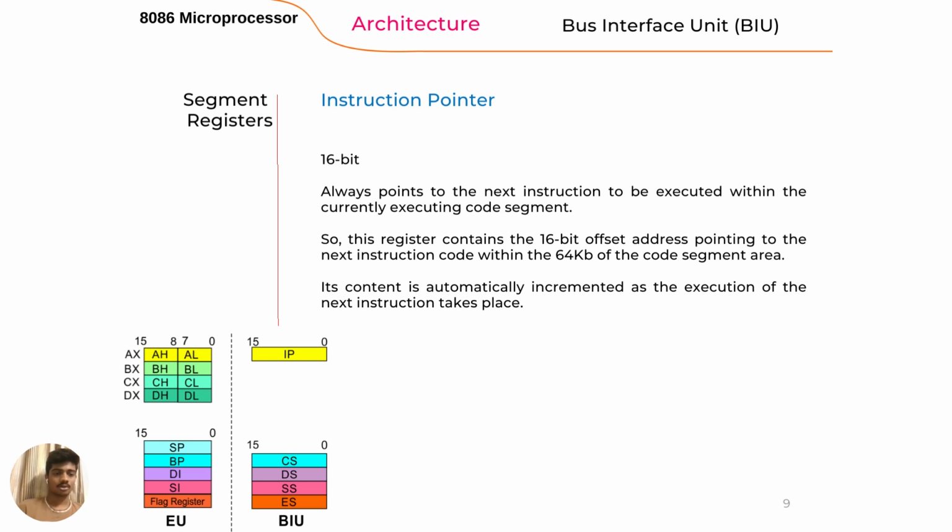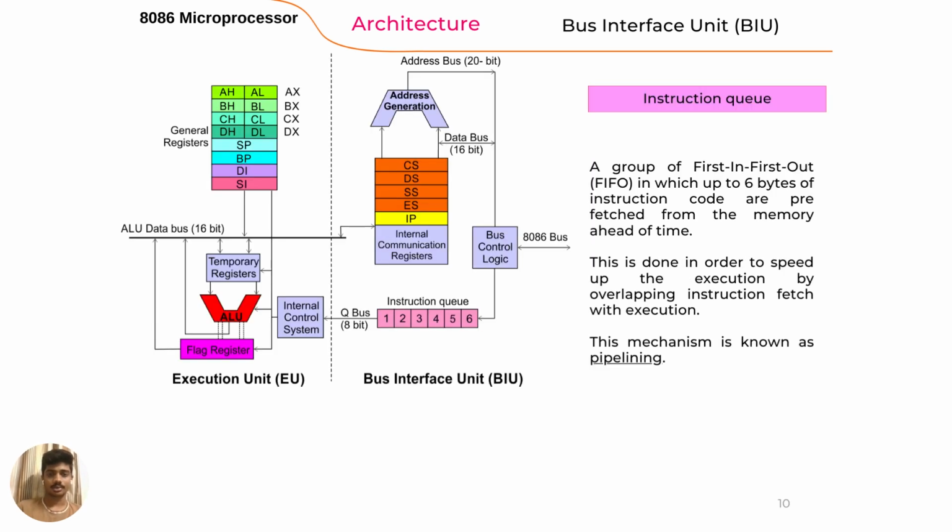Now, if we talk about pointers, there are two types of pointers. Instruction pointer. It is of 16-bit. This register contains the 16-bit offset address pointing to the next instruction code within the 64 KB of the code segment area. Instruction queue. It works like a queue, first in first out. This is done in order to speed up the execution by overlapping instruction fetch with execution. This mechanism is known as pipelining.